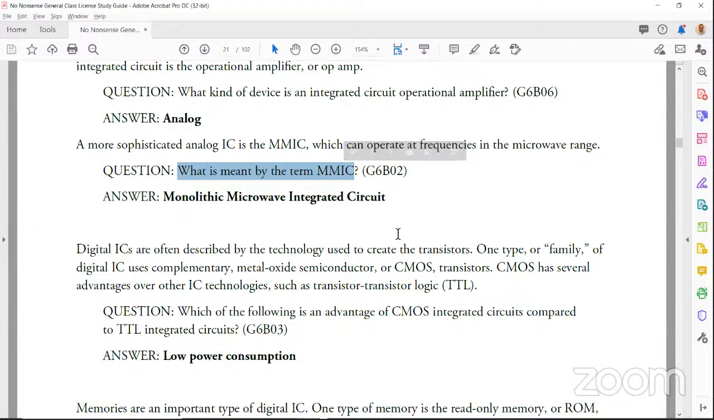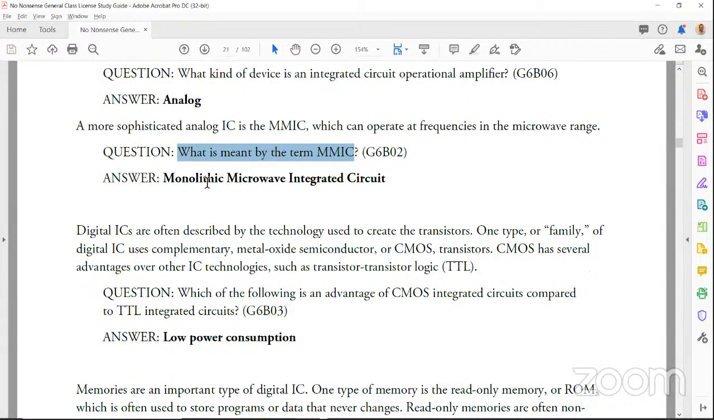Okay, and here's just a simple one: what do these letters mean? What is meant by the term MMIC? We learned that it meant monolithic microwave integrated circuit. That's what MMIC means.